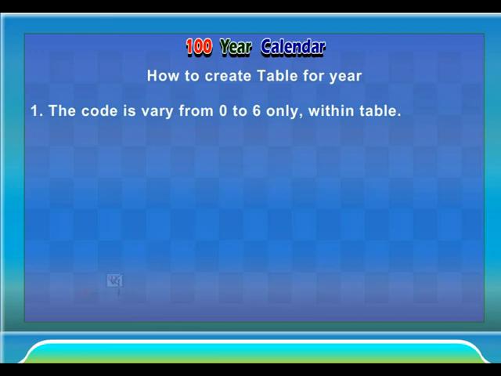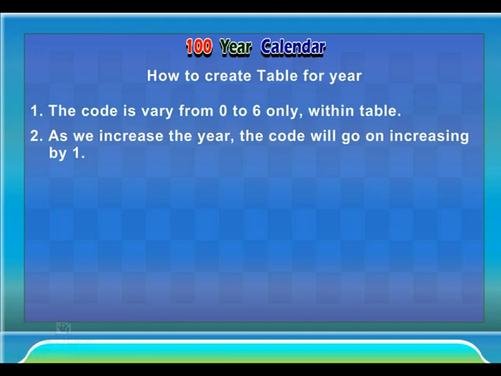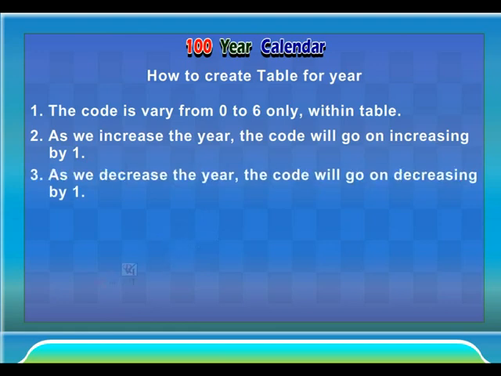Number 2, as we increase the year, the code will go on increasing by 1. Means for 1951, the code is 0. And for 1952, the code is 1. Like this. Number 3. As we decrease the year, the code will go on decreasing by 1. Means for 2051, the code is 6. And for 2050, the code is 5. Like this.